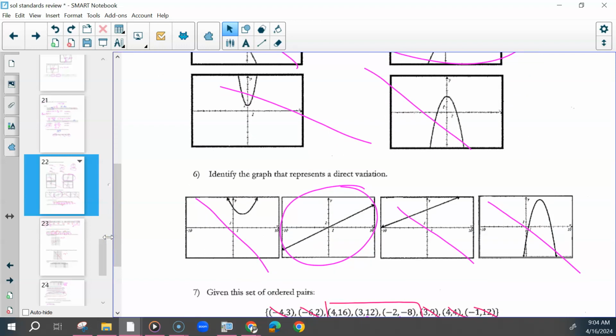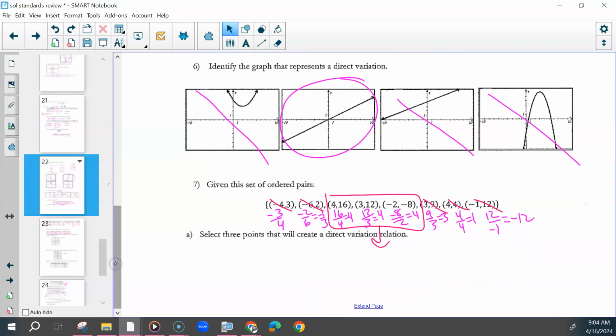And then for 7, part A, you had to find 3 points that would make it direct. So if you did y over x, there were 3 that worked, 4, 16, 3, 12, and negative 2, negative 8. And then on to the next page.